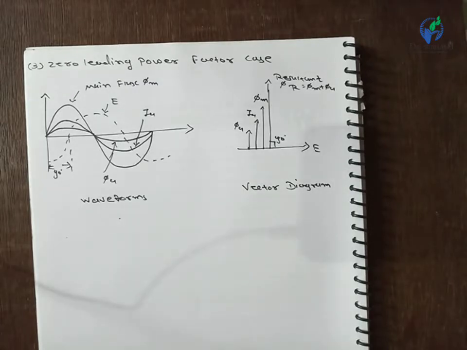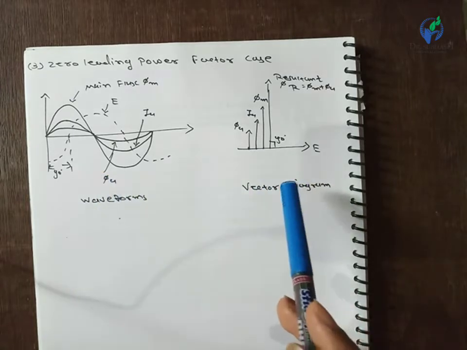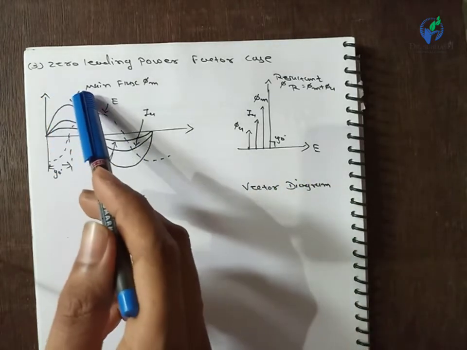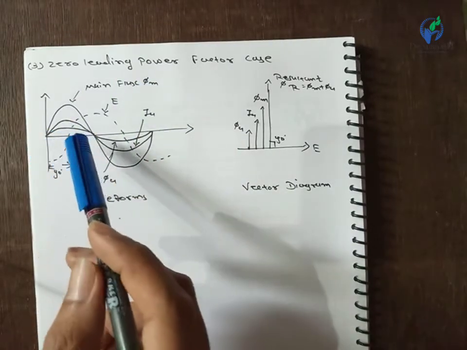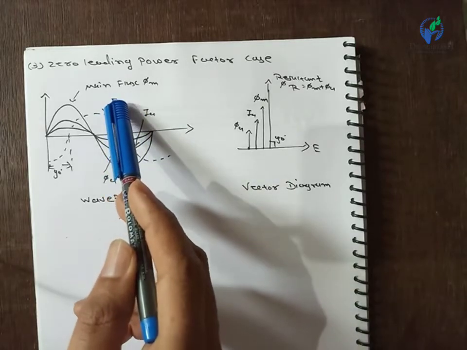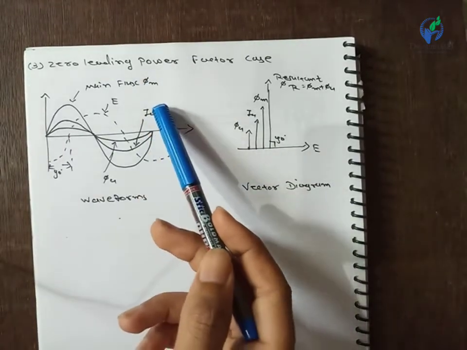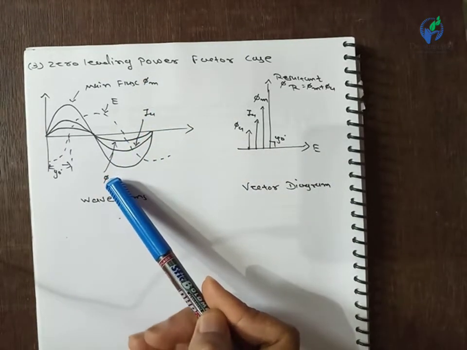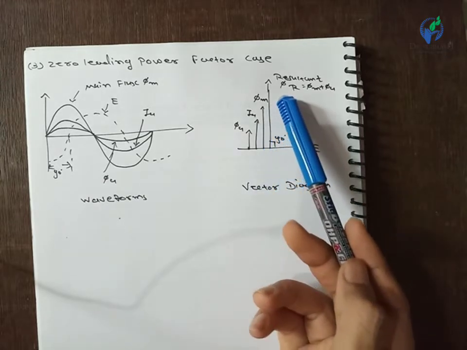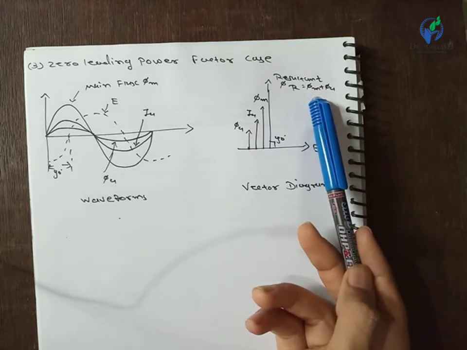The next point is the zero leading power factor case. Here is the waveform, and it is also represented in the vector diagram. Here the main flux phi m is at 0, 180 and 360 degrees. The EMF E lags behind the main flux, and the armature current and phi A are represented here. In vector form, the resultant flux phi R is equal to phi m plus phi A.